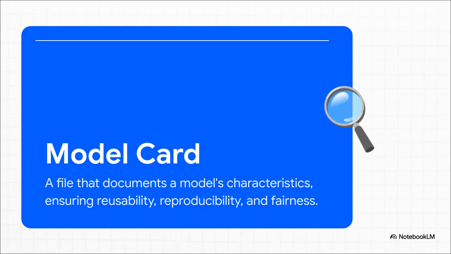So what is a model card really? At its heart, it's a super simple idea that actually came out of research at Google. It's just one central file that lays out all of a model's most important details. And the goals are simple, but so powerful. To make AI models reusable, to make their results reproducible, and to make sure their behavior is fair.